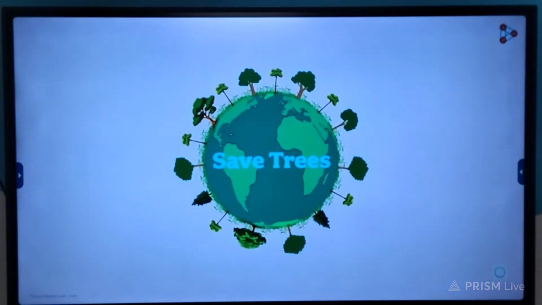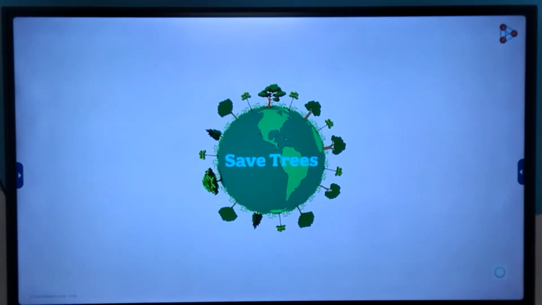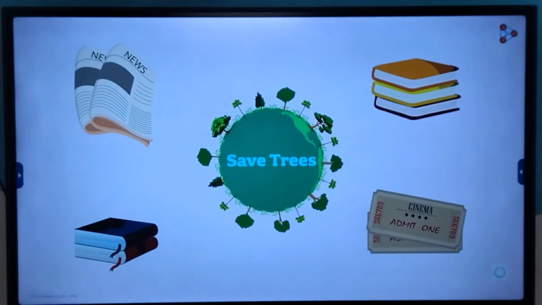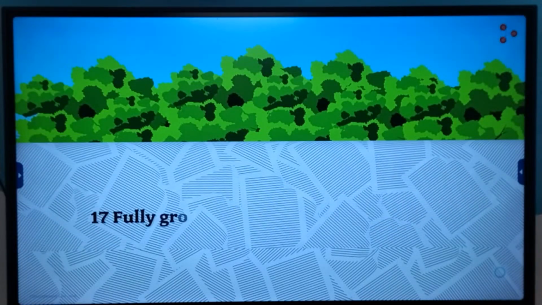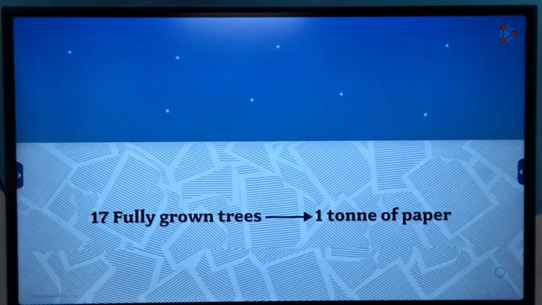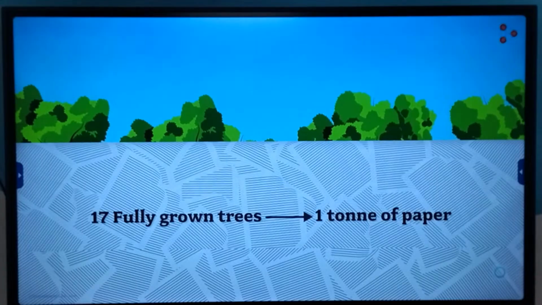How can you do your bit to save trees? Do you know the amount of paper we use in our day-to-day life? From newspapers, notebooks, novels, tickets, and you can name so many more. How is paper made? What goes into the making of paper? It would amaze you to know that it takes 17 fully grown trees to make 1 ton of paper. Can you imagine how much time it takes for 17 trees to grow to their full length? It takes many years to grow and takes hardly a few hours to convert them into sheets of paper.